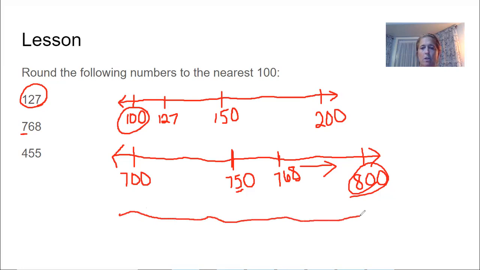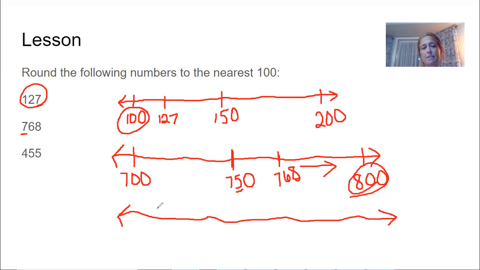Remember, when we were working with tens, it was anything that had a 5 in the ones place rounded up. Well, here it's anything with 100s, anything that has a 5 in the tens place would round up because it's directly between the two benchmarks. Okay.